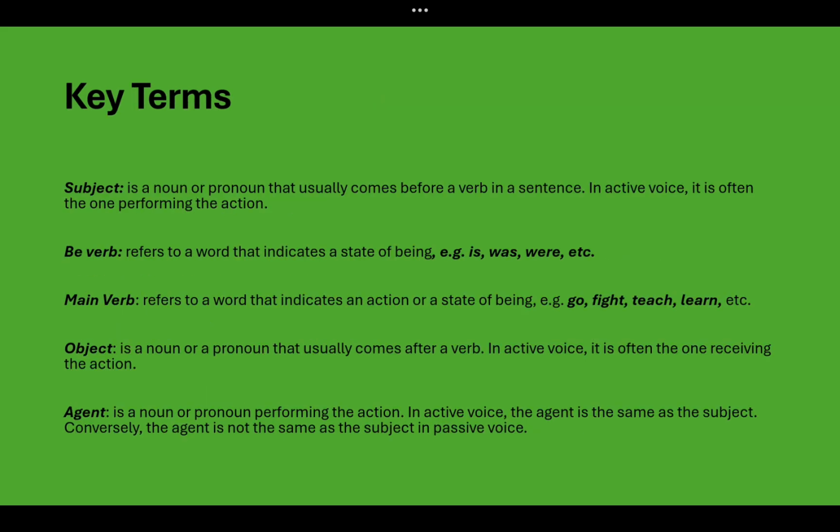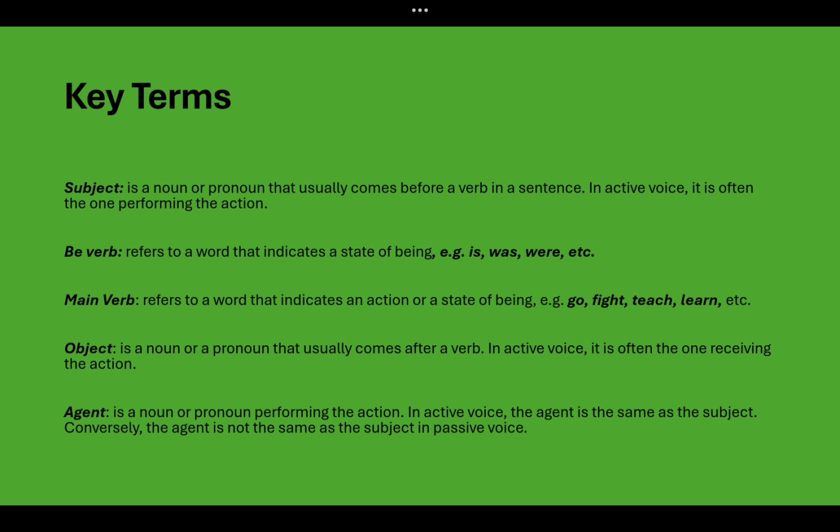Before diving deep, let's consider the key terms. Number 1. Subject. The subject is a noun or pronoun that usually comes before a verb in a sentence. In active voice, it is often the one performing the action. Number 2. Be-verb. Be-verb refers to a word that indicates a state of being, e.g. is, are, was, were, etc. Number 3. Main verb. Main verb refers to a word that indicates an action, e.g. go, fight, teach, learn, etc.